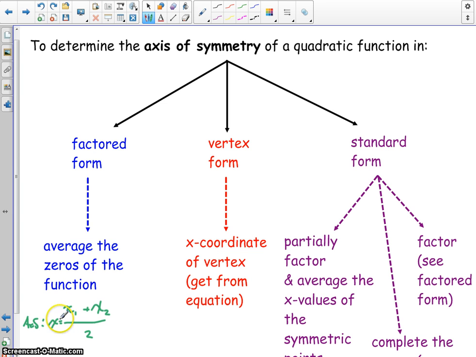X equals (x1 plus x2) over 2, if x1 and x2 are your zeros. If you're in vertex form, it's even easier because the axis of symmetry should be staring you in the face. It should be the h value in the equation, and we'll see that in the next slide.